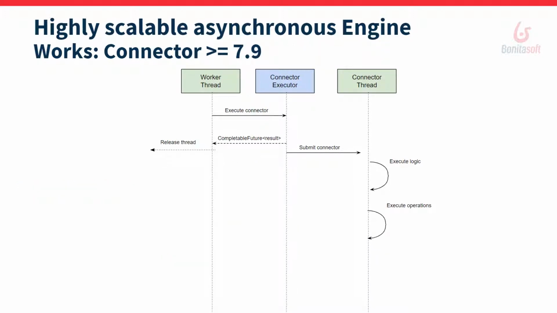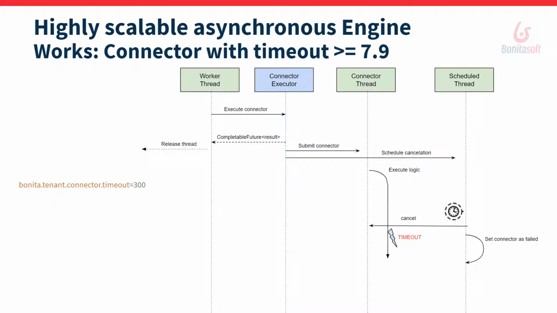Now in version 7.9, when the worker thread gives the order to execute a connector, you get an answer immediately, the thread of the worker is released, and the execution of the connector is submitted to the connector thread. In case the connector execution doesn't complete within the timeout, a dedicated thread, the scheduled thread, will take care of doing the cancel operation and update the status of the connector accordingly.